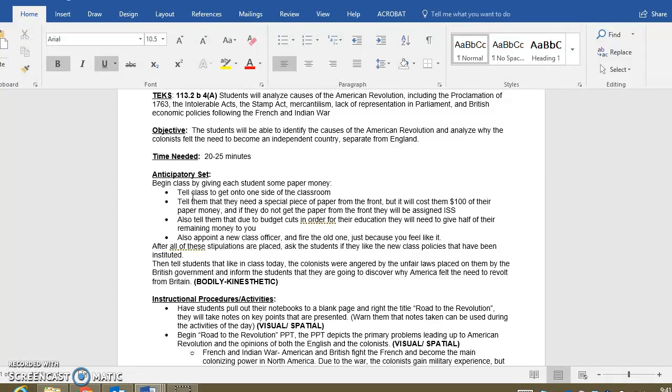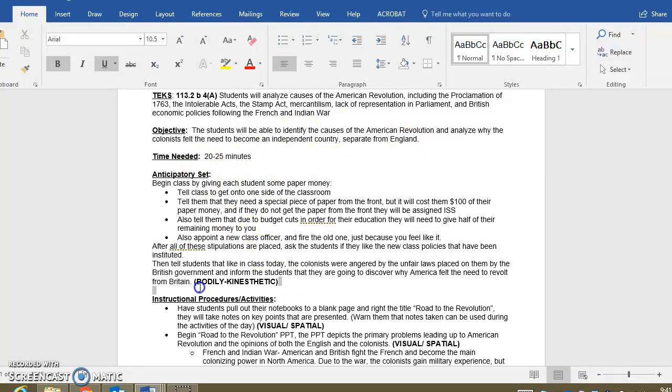After all of these stipulations are placed, ask the students if they like the new class policies that have been instituted. Then tell students that, like in class today, the colonists were angered by the unfair laws placed on them by the British government. Inform the students that they are going to discover why America felt the need to revolt from Britain. So this is how she's grabbing her students' attention, putting them in a scenario like what they dealt with back in that time. That's just an example.